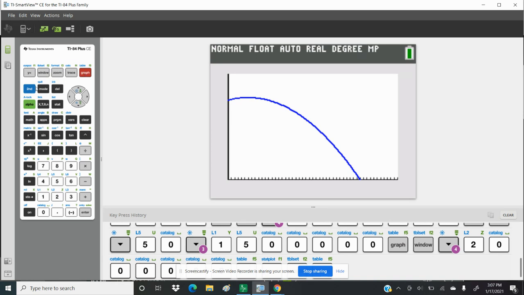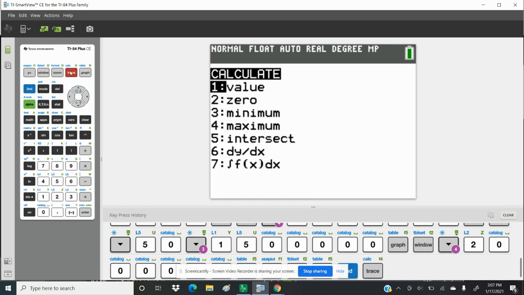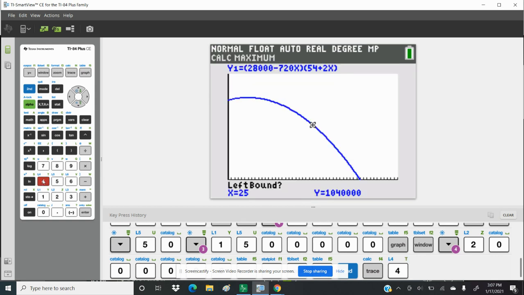And again, you want to find your vertex. So second trace, you're going to find the maximum. You've got to put the cursor on the left side of your vertex and hit enter, and then put it to the right side of your vertex and hit enter. And then it says guess, so you're going to hit enter again. And it gives you that your maximum is, we're going to round that to 6, and 1562884. So there's your vertex.